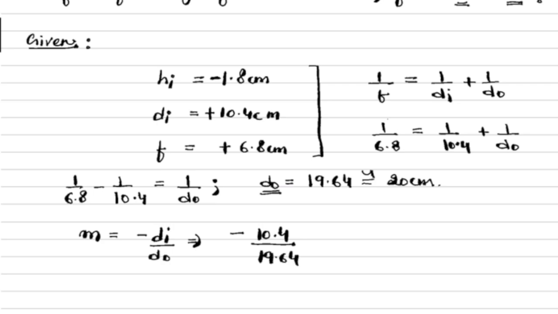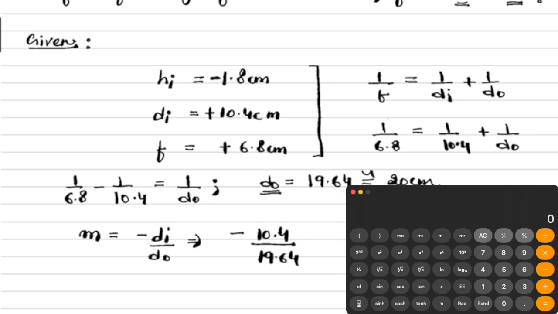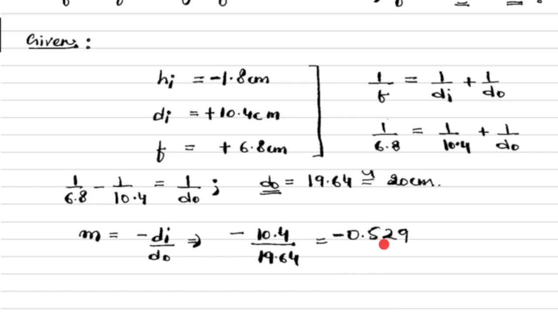Bring the calculator and calculate this. 10.4 divided by 19.64. That is negative 0.529. This negative sign is important. What we have concluded is that the image size is getting reduced, and the image is inverted. That also is given in the question, that image is inverted.